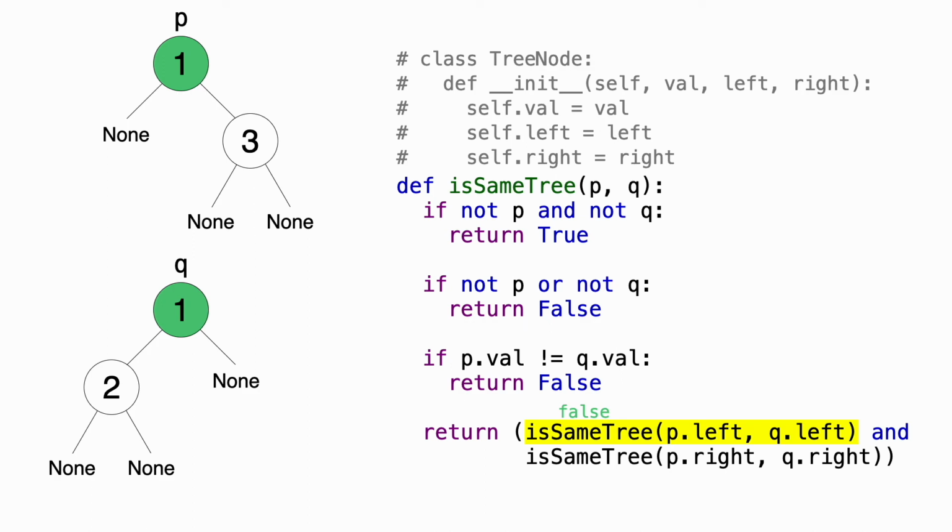But at this point, we don't even need to do the second recursive call and pass in P.right and Q.right. That's because these two statements are linked by an AND. So in order for this overall statement to be true, both of these must be true. But since we already found the first statement to be false, it doesn't matter what the second one will be. The overall statement will be false either way. So at this point, we can just return false and we are done. The two trees are not the same.